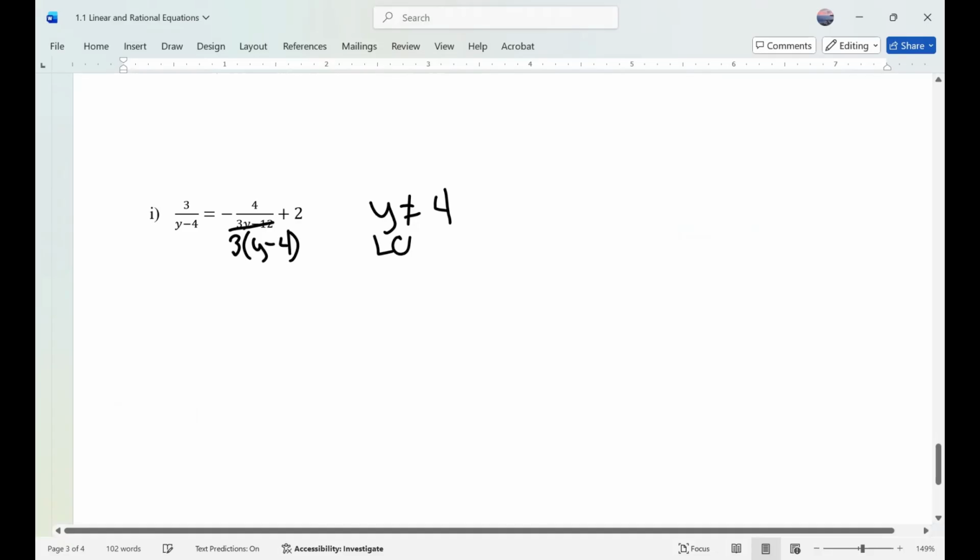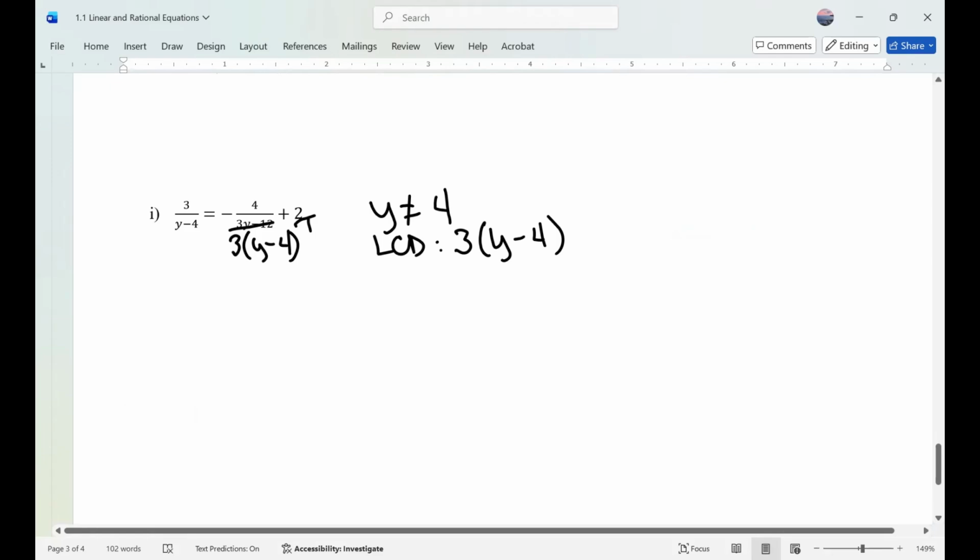All right, let's go for the LCD. So all I'm looking at is the denominators. The 2, again, is 2 over 1. I'm not worried about that 1. It's not going to change anything. So my LCD, the 3 comes down, and then the y minus 4, I only have to write once, because it's in different fractions.